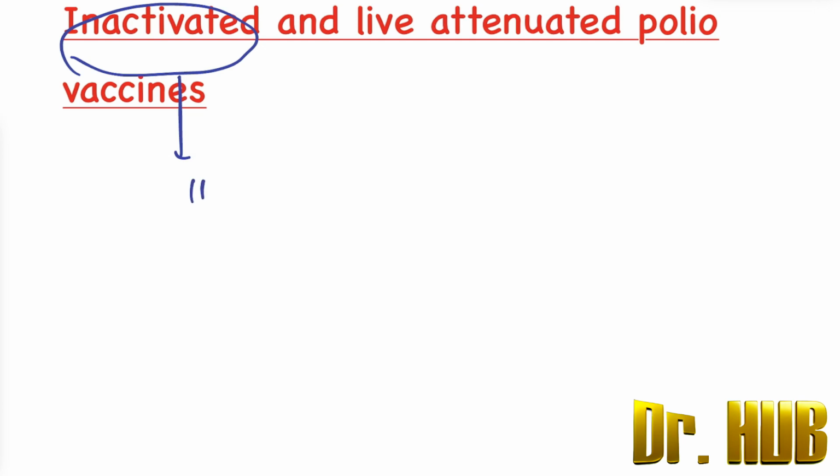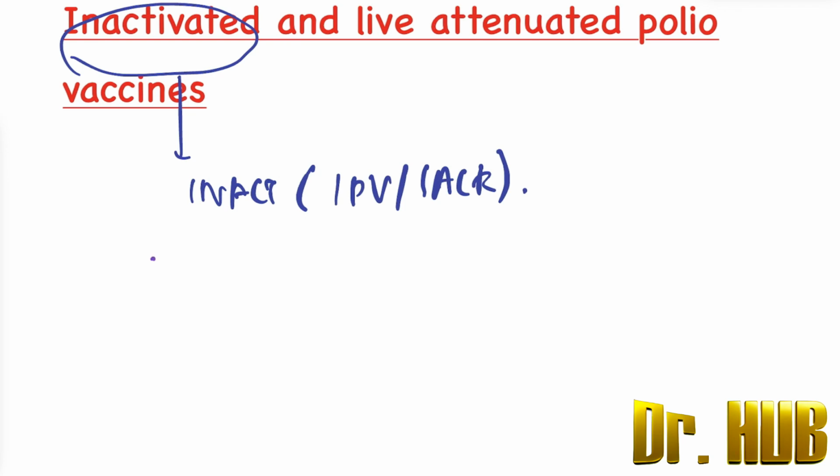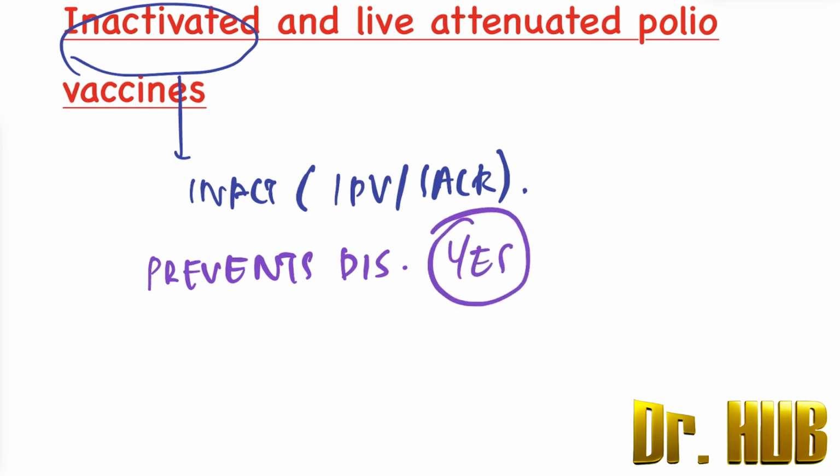The inactivated is the IPV, or the Salk. We have certain characteristics and we are going to see if each is favorable or not. The inactivated vaccine, does it prevent the disease? The answer here is yes, it prevents the disease.